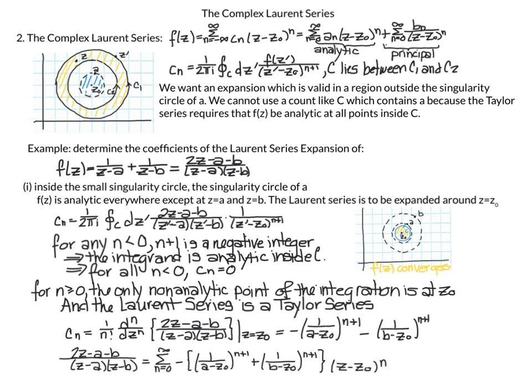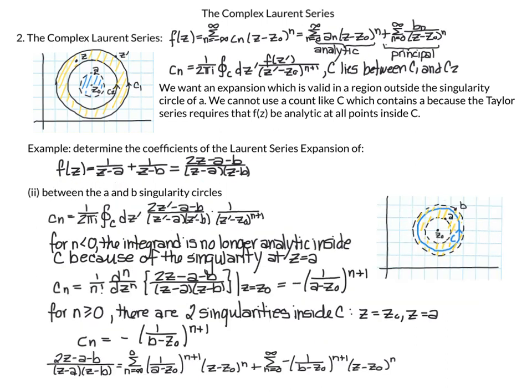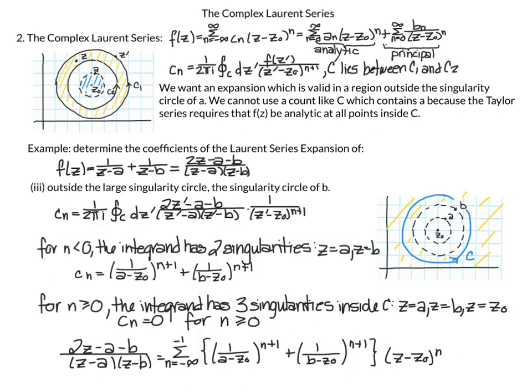But even with using the basic Taylor series, we're still going to have the 3 different cases. The first one being inside the small singularity circle, this portion here in yellow. But your book does outline this with the integration, and here is the answer for this first section. 2, between the a and b singularity circles, again, this yellow part, and this is the result. And 3, outside the singularity circle.